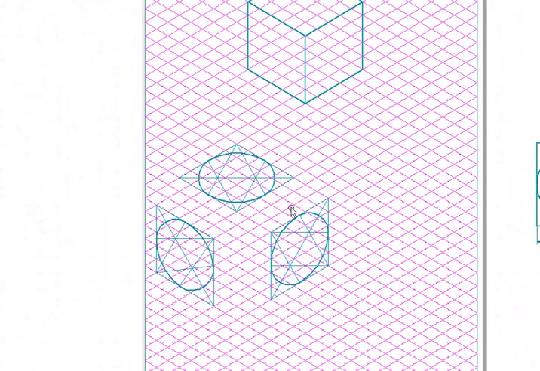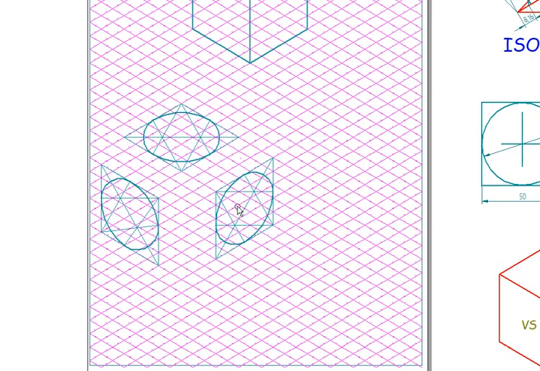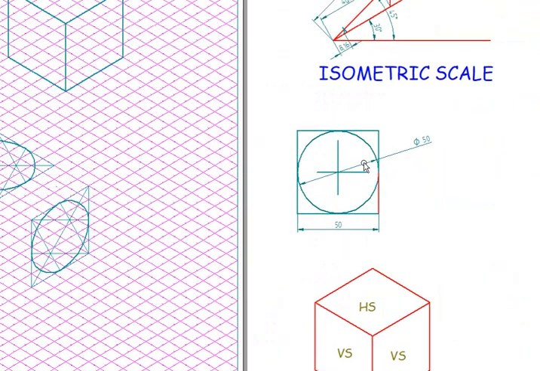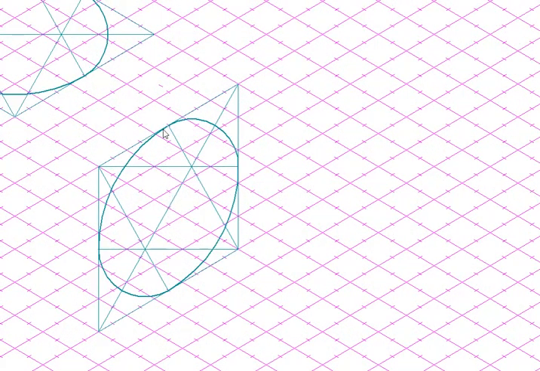Then I need to draw the cylinder. First thing is I need to find the center. So this is the center, 35. Then we need to draw the vertical surface, which is this surface. So only this one we need to draw. That means we are exactly at the center. From here it is 17.5, 17.5, 17.5, 17.5 for the side length 35. So we have to draw this ellipse on this vertical surface.